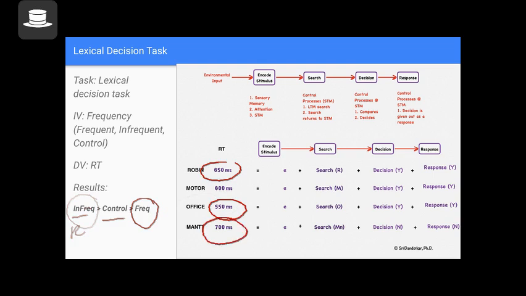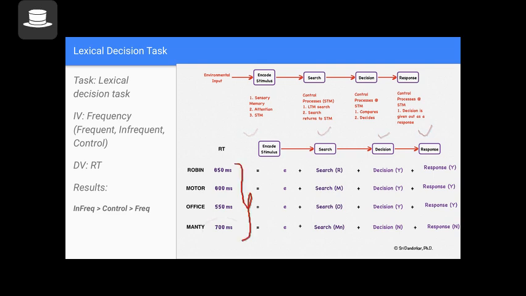Now, here is the question. If encoding, search, decision, and response are the processes you go through when you make a lexical decision, now the question is, where is this difference coming from?